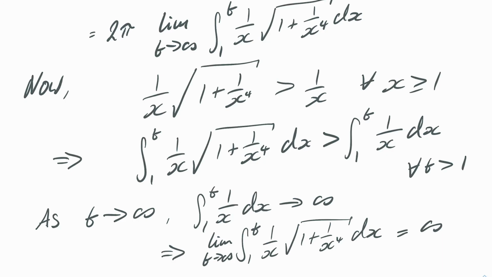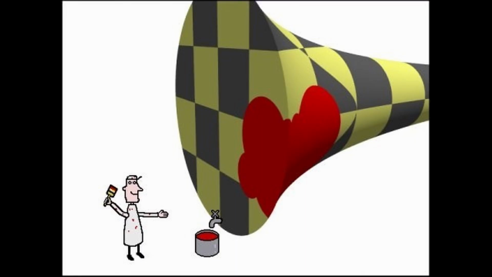So the surface area of that object is infinite. So we have an object with a finite volume but an infinite surface area. So you can fill this object up with a finite amount of paint, but you can never paint its surface.